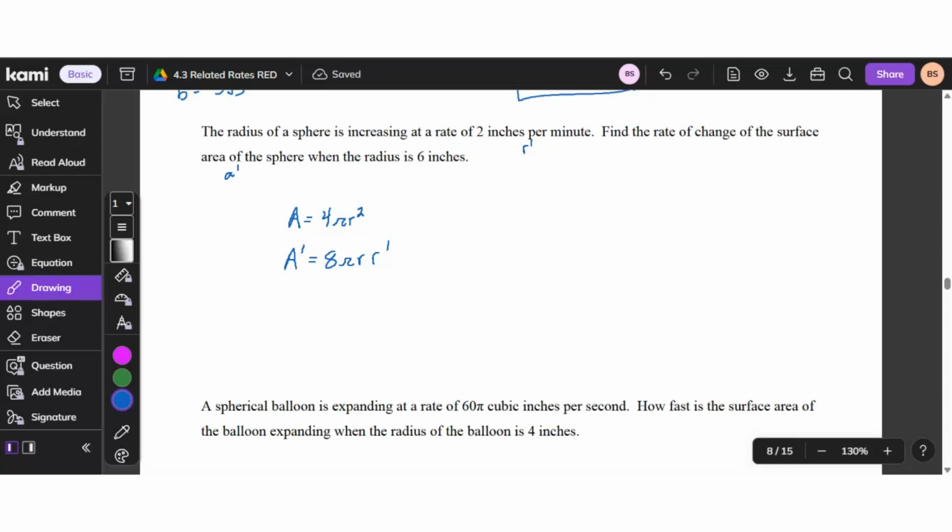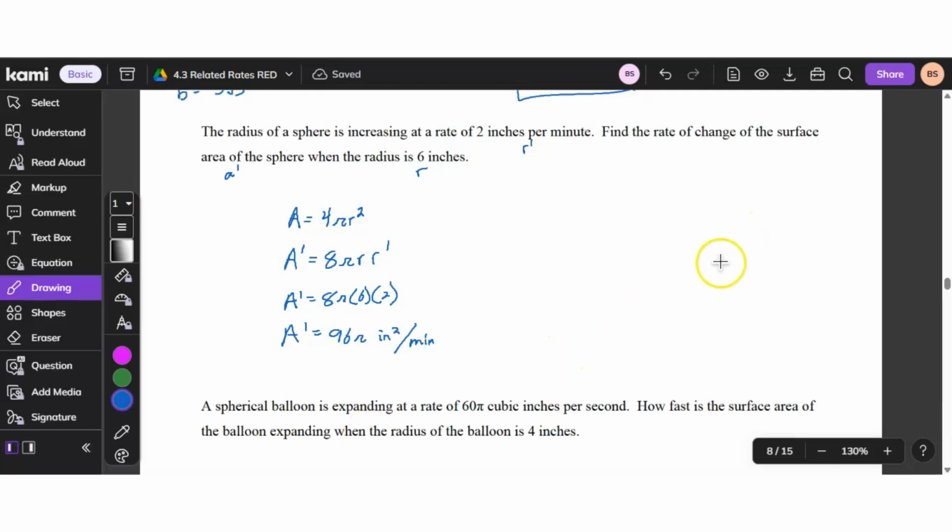Then we just plug in what we know, which is the radius, sorry, I forgot to write that part, is 6, and that the r prime is 2. So a prime is going to be 8 pi times 6 times 2. And so finally a prime is going to be, let's see here, 12 times 8, 96 pi. And that would be in inches squared per minute. All right.